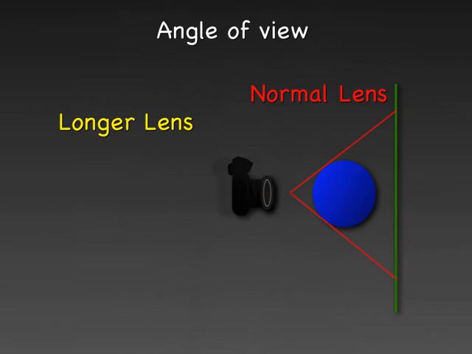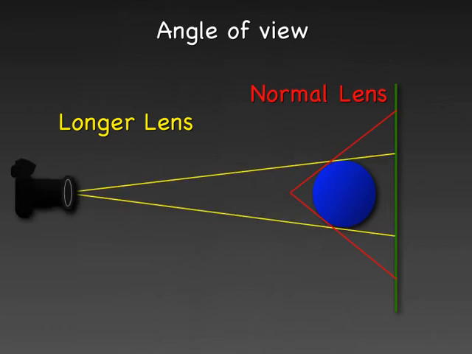Now, if you were to use a longer lens, and again frame up the main subject at the same size, look at how much less background you're actually getting. So what's occurring is that when you use a longer lens, you're getting less background and it becomes bigger. When you're using a normal lens, you get more background and it becomes smaller.